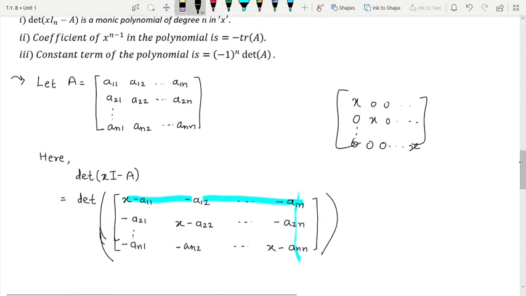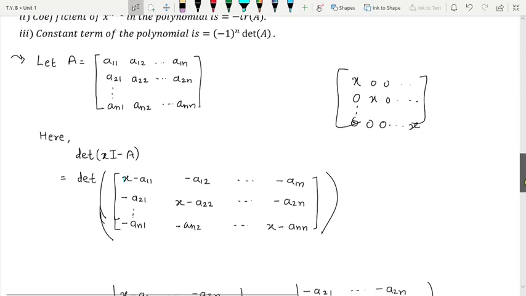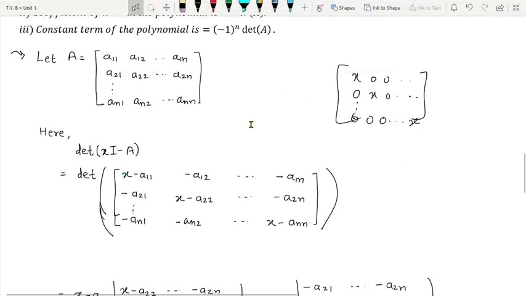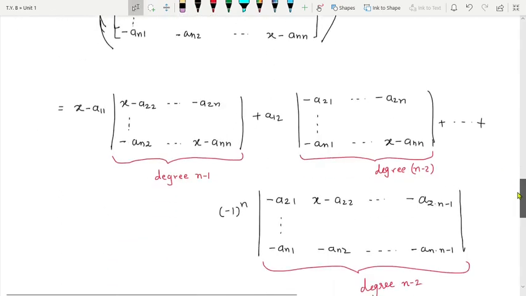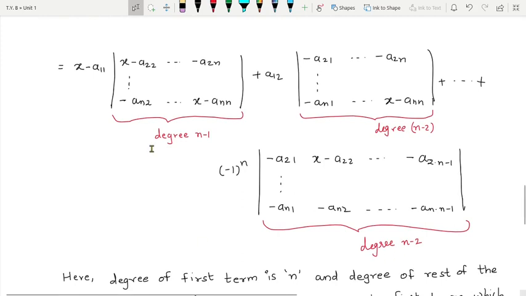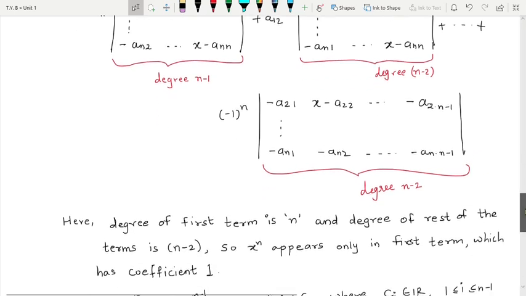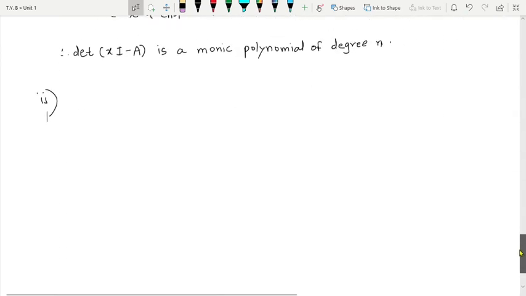where we have to prove that the coefficient of x raised to n minus 1 in the polynomial is minus the trace of A. So just note one thing, where does x to the power n minus 1 appear? It appears only in the first term of the determinant, right? Because the degree of other terms is going to be n minus 2. So x to the power n appears in the first term only, and in the first term it appears only in some special terms. Special terms in the sense it does not appear in all the terms. Just I will give one example, then you'll understand.